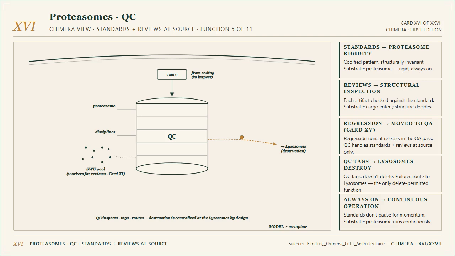A cell organizes specialized information processing in compartments. QC is the cell's structural conscience, continuous, rigid, and rooted for accountability.